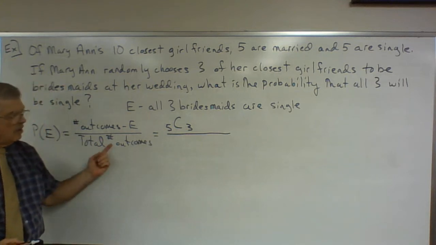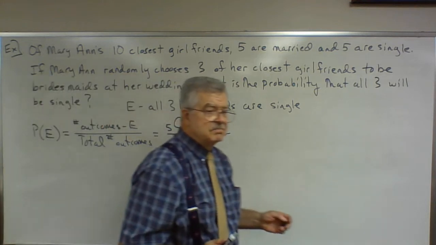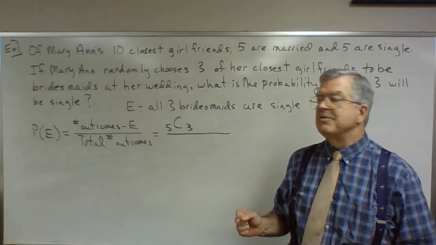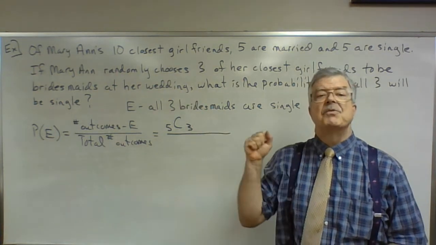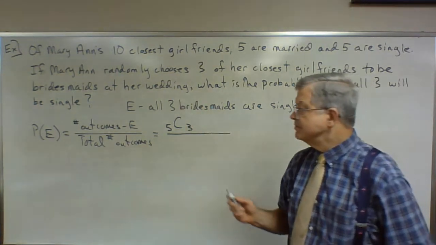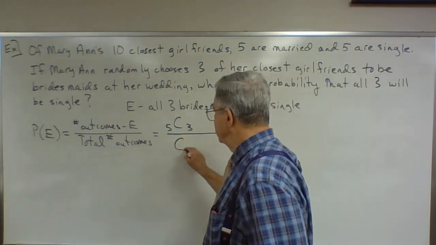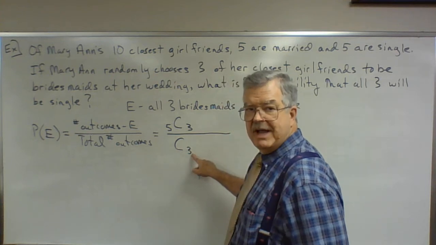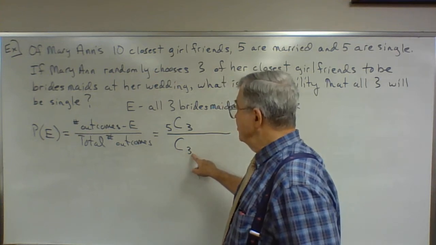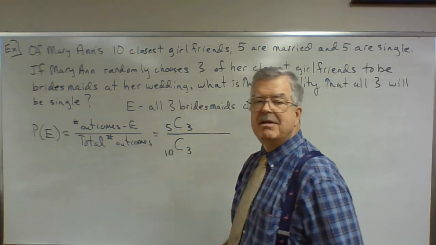And what about the total number of outcomes? Again, any outcome is going to result from 3 bridesmaids being randomly selected. The number of ways that this can happen is a combination of 3 bridesmaids selected from a set of 10 bridesmaids.